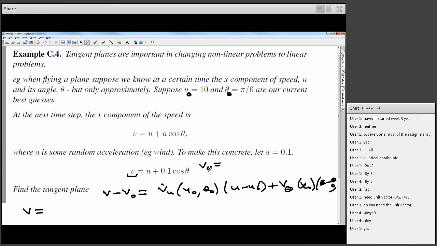So plugging in the values, we can see that v naught, our estimate, is going to be 10 plus 0.1 times by cos pi on 6, which is a half, which gives you 10.05.